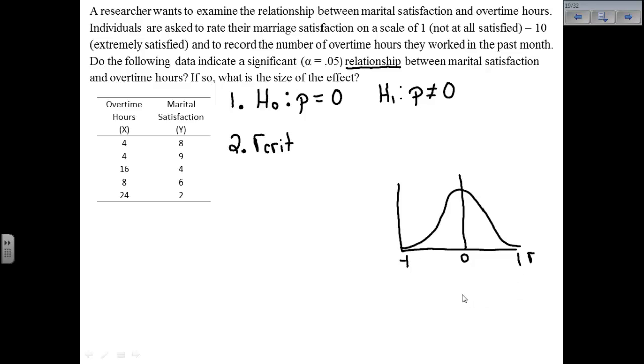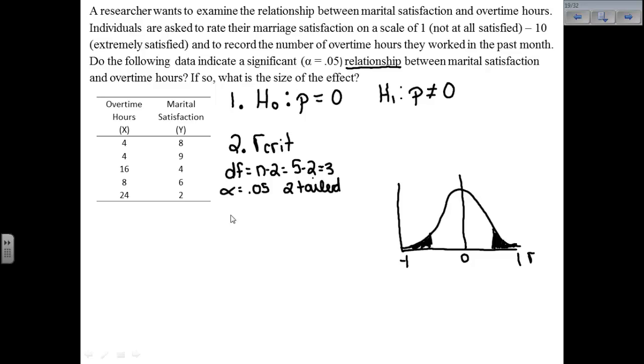Okay, two-tailed test. Let me go ahead and draw my two tails so that I'll remember when I find my value to include that positive or negative in front of it. All right, R crit. Alpha level is 0.05. Degrees of freedom, so n minus 2 is equal to, well, 1, 2, 3, 4, 5 people. 5 minus 2 is 3. And alpha is 0.05 and 2 tails.